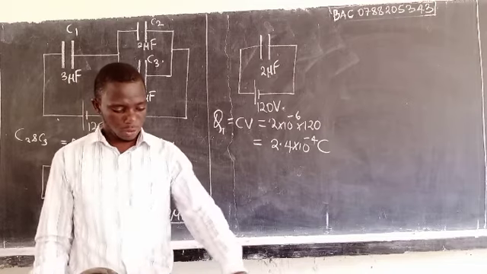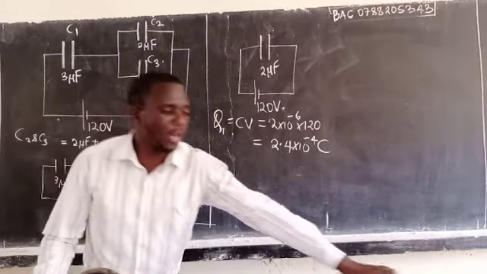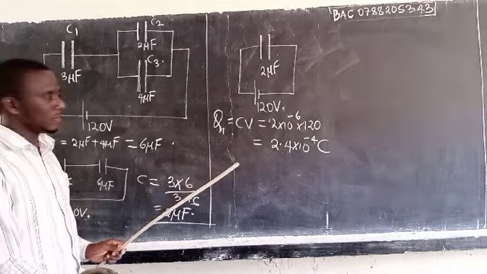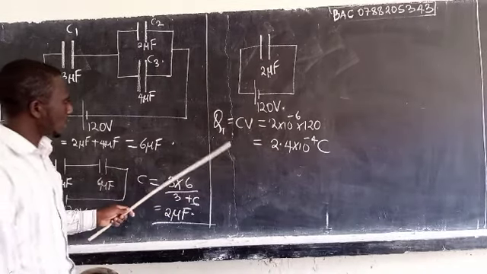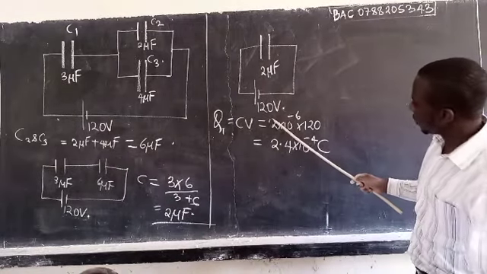And then the question, of course, is saying calculate the charge on each of the capacitors. So this is the total charge, but we want the charge on each of the capacitors. So we shall go back slowly. This is the total charge.